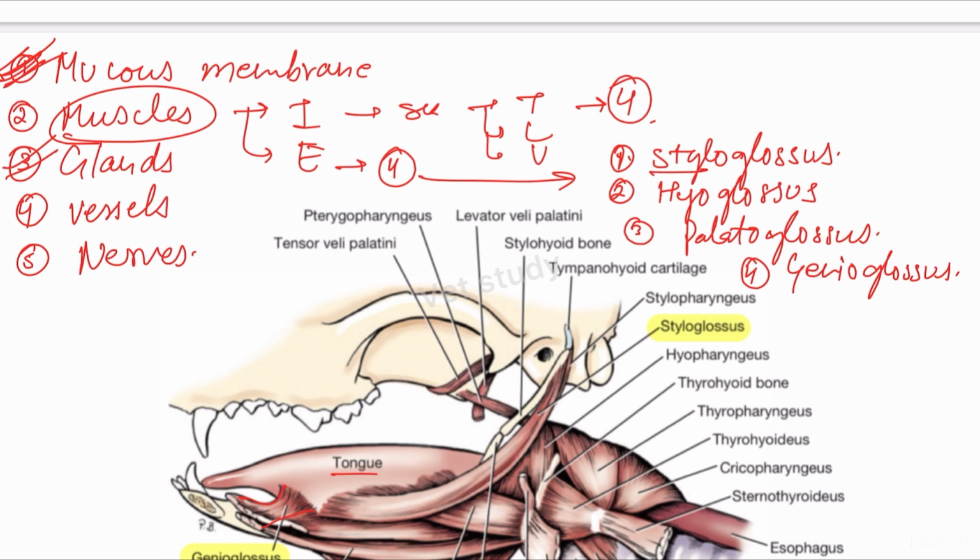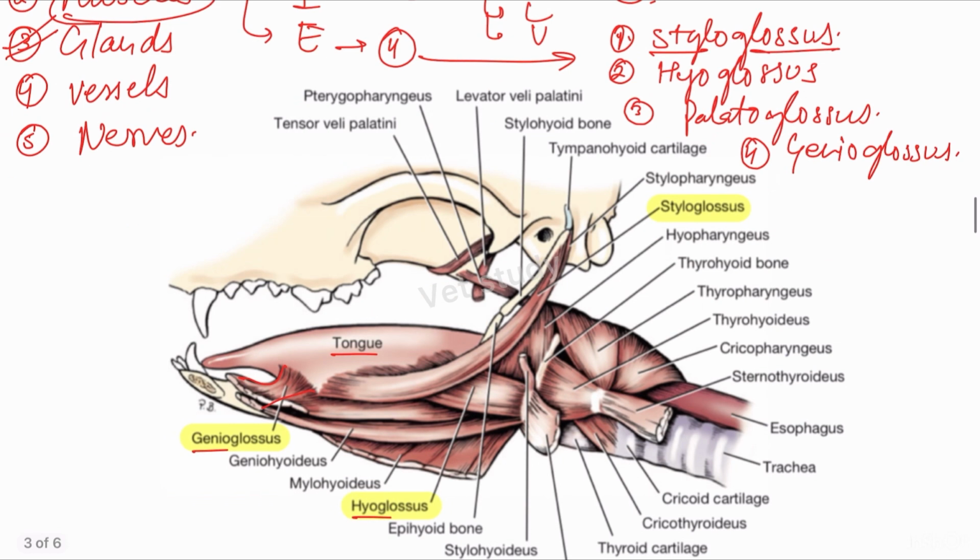The styloglossus, just break this word, styloglossus. This styloglossus muscle attaches the tongue to the styloid process, right? This is the styloid bone. Glossus means tongue, and stylo means styloid process. So this muscle attaches the tongue to the styloid process, right?